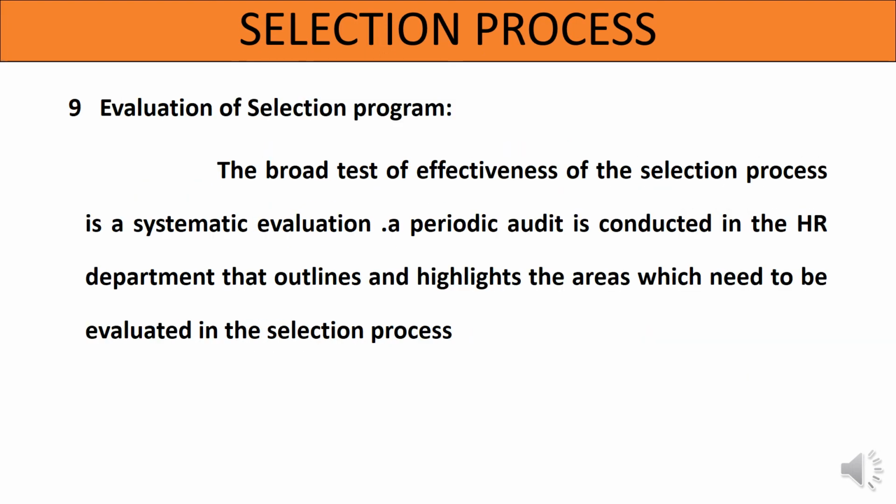Last one is evaluation of the selection program. The broad test of effectiveness of the selection process is a systematic evaluation. A periodic audit is conducted in the HR department that outlines and highlights the areas which need to be evaluated in the selection process. So these are the different steps of the selection process and every organization should follow such a process. Although different organizations basically maintain their different types of selection methods as per the rules and regulations of that organization.